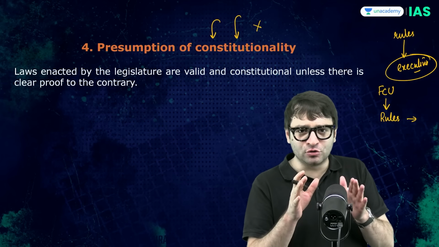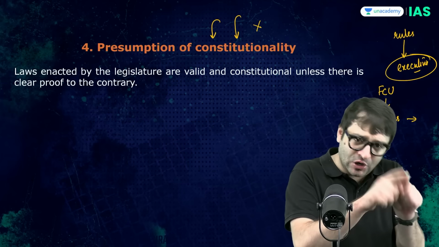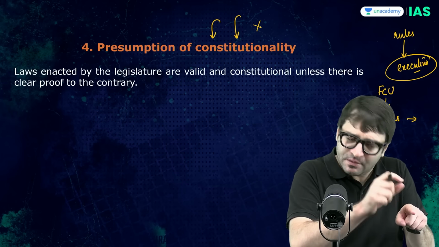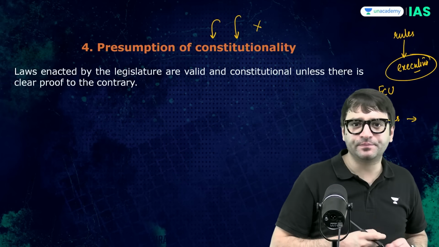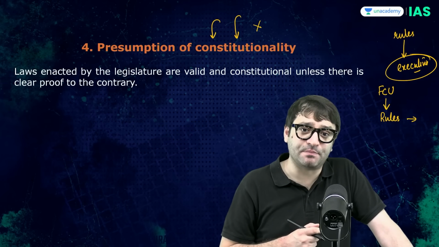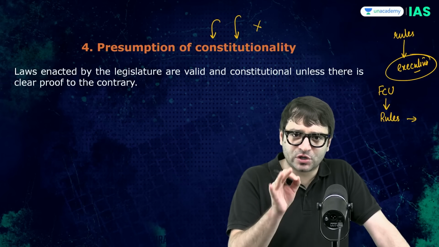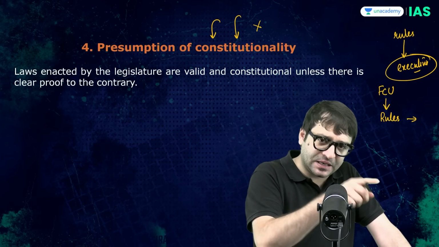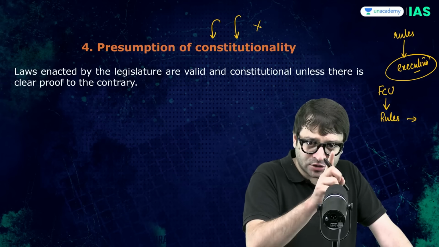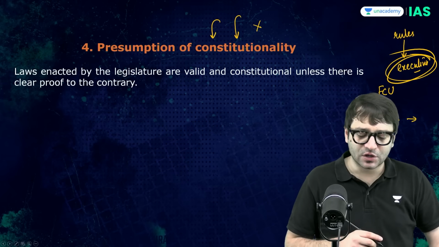So the courts will assume that if there is a rule made by the executive who are not directly elected by the people, they may make rules which are against the public, but legislators, they may not make laws which are against the public because the public elects them. Long story short, presumption of constitutionality applies only to laws enacted by the legislature, not the rules made by the executive. Presumption of constitutionality.